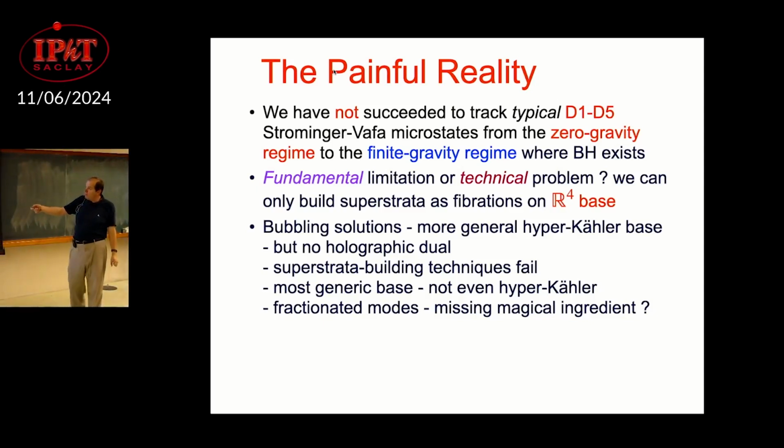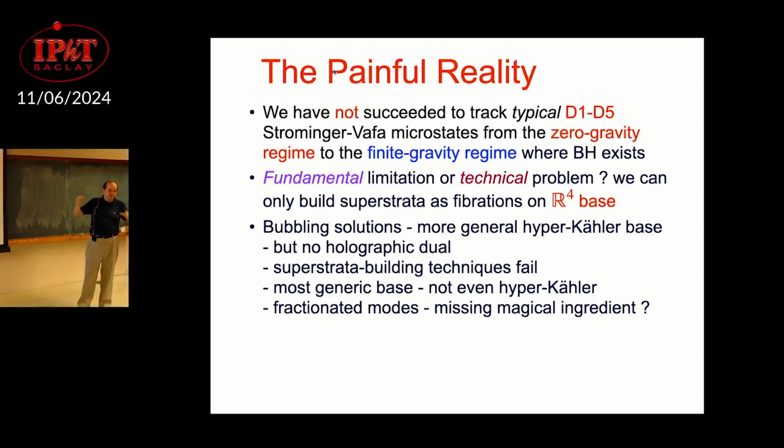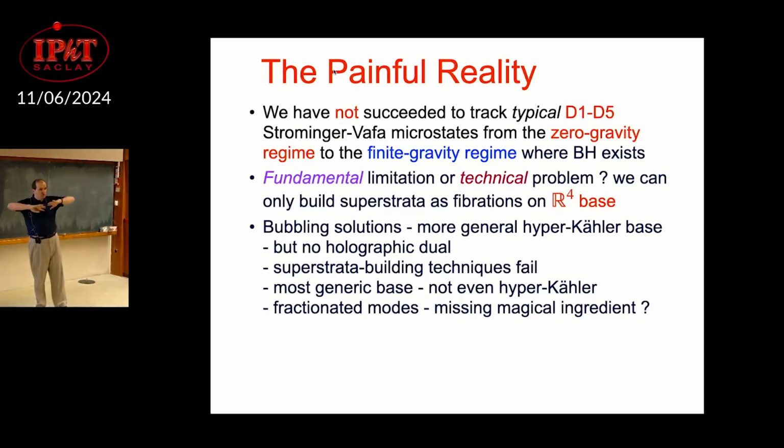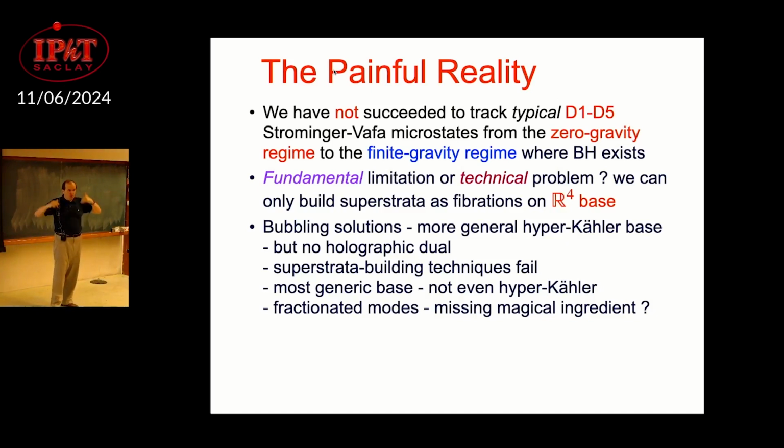Moreover, we have bubbling solutions which have a horrible hyperkähler base space, which have multiple bubbles and so on. We have no idea what their holographic dual is. You cannot build superstrata on them. You can also build hyperkähler things. We really have a huge amount of solution space out there where you cannot build solutions, first of all, and we don't understand the holographic dictionary. So it could be that all the Strominger-Vafa states will be somewhere in that corner, and we are just not powerful enough to do them. But I don't know. This is something which has been bugging us, and we don't know if we're missing some ingredients to get these fractionated modes. And the field has been stuck for quite a while.